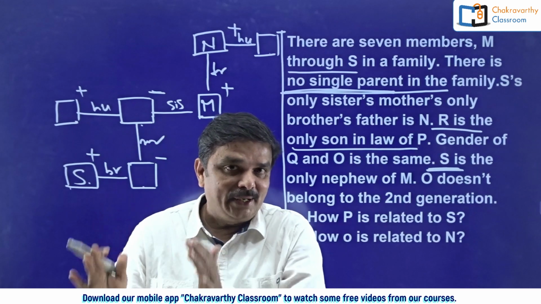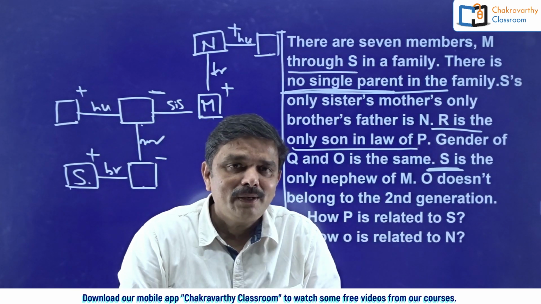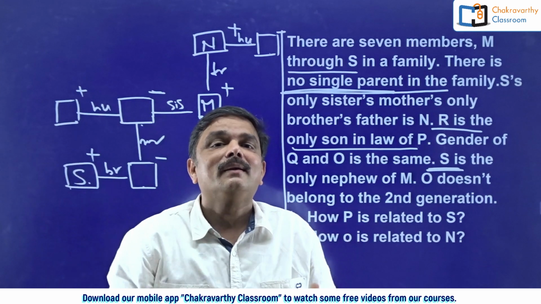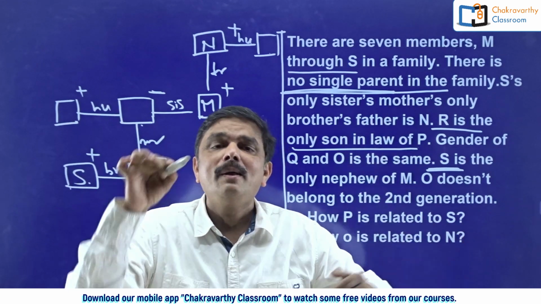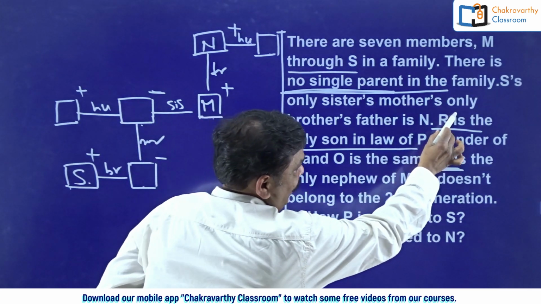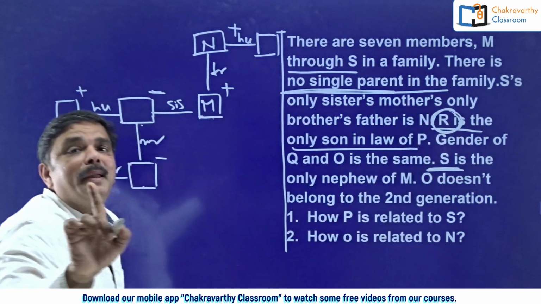R is married to P's daughter. Isn't it? Right? Son-in-law. R is the only son-in-law of P. That means R is married to P's daughter. Isn't it? Now, R is the only son-in-law of P means R is male.